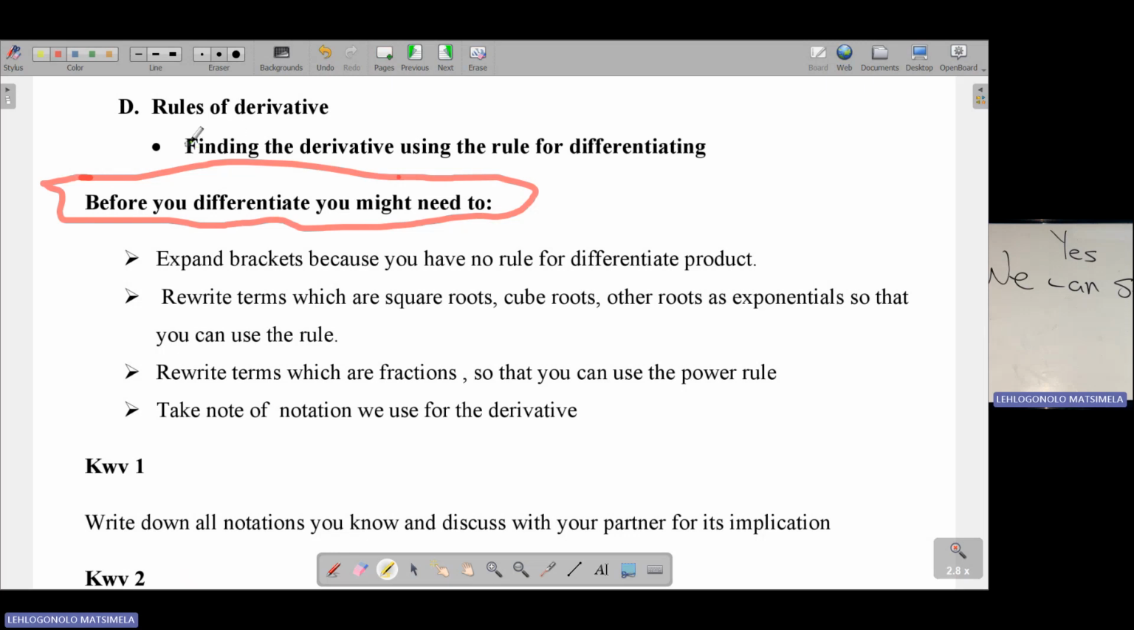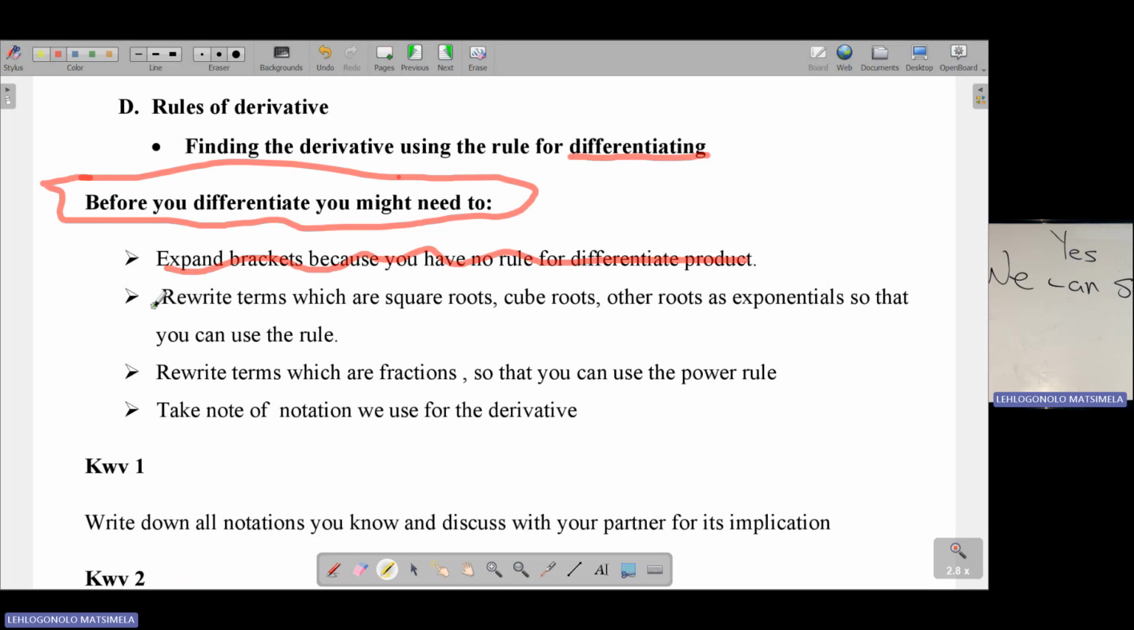The first point here says, finding the derivatives using the rules of differentiating. So it means basically here we are differentiating. Before you can differentiate, the first point says you might need to expand the brackets, because you have no rule for differentiating a product. You have no rule for differentiating a product.